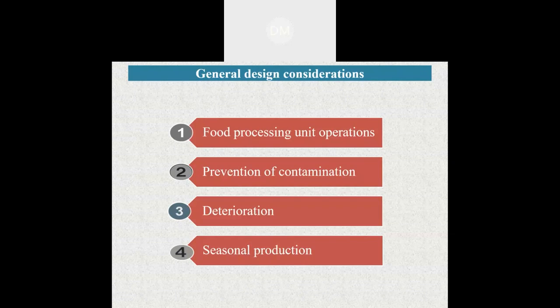Then prevention of contamination. Prevention of contamination will involve the provision or use of filtered air, and piping layouts that ensure complete drainage, prevent cross stream contamination, and prevent contamination of the finished product by unsterilized raw materials.